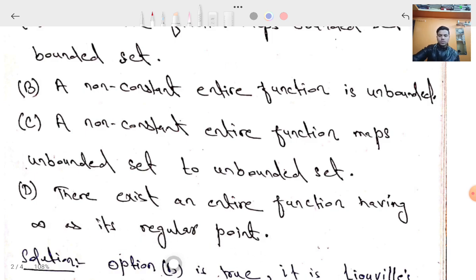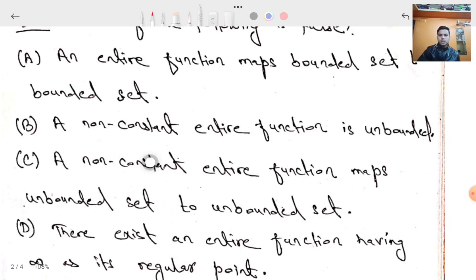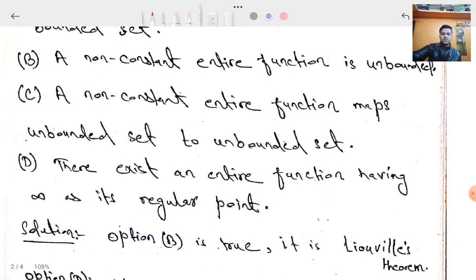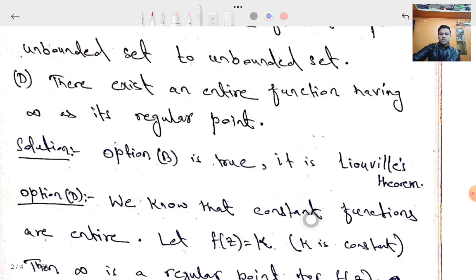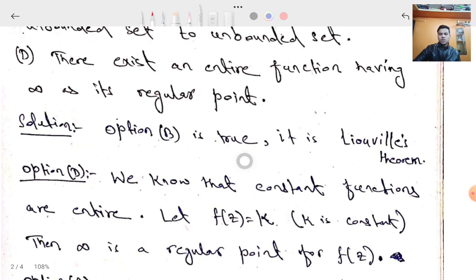So first of all, we will solve option number B. What is option number B? A non-constant entire function is unbounded. Then this is nothing but Liouville's theorem. Then it is true, right? It is Liouville's theorem. Then we will solve option D. What is option D? There exists an entire function having infinity as its regular point. So we have to see whether there is any such function or not.